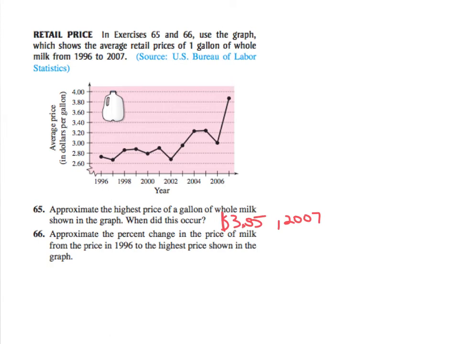Next, approximate the percent change in the price of milk from 1996 to the highest price shown in the graph. What is percent change, though? We're going back to Algebra 1 here. What is percent change? How much, a percentage of how much something increases or decreases? Good. It has to have an increase or decrease. I like that. But how do you find it out? Did you guys pass Algebra 1?